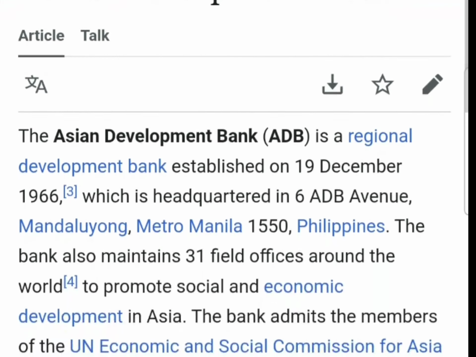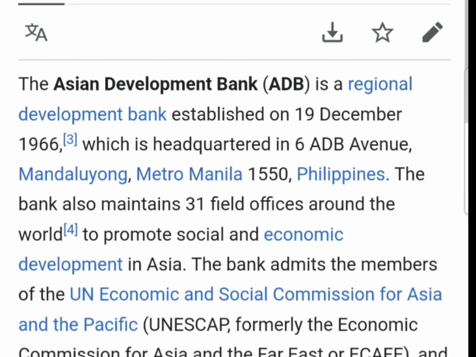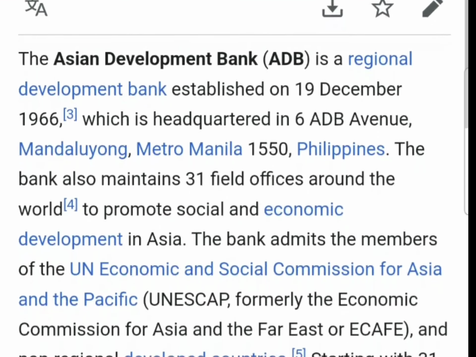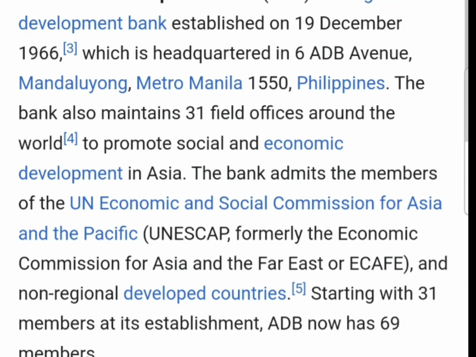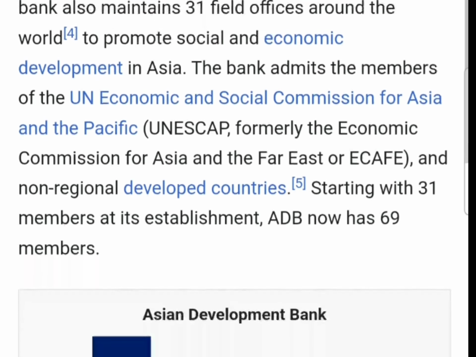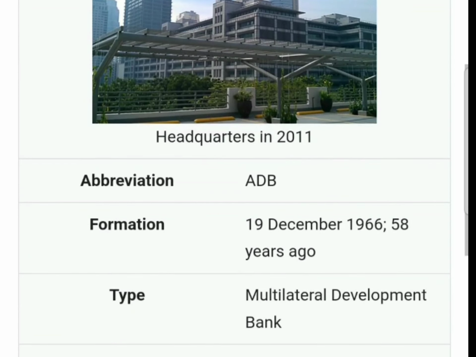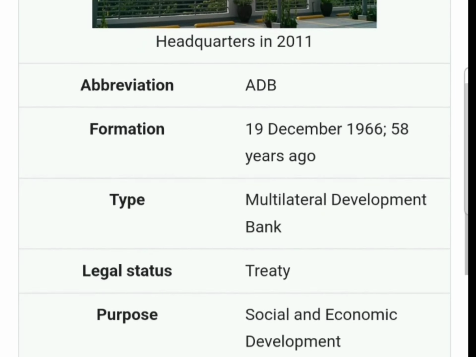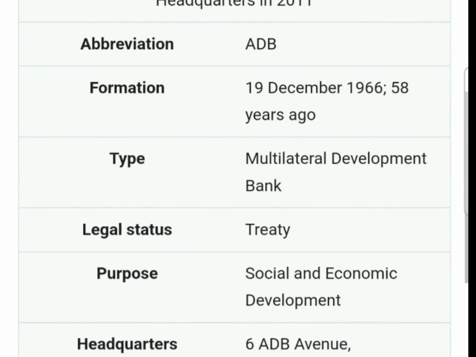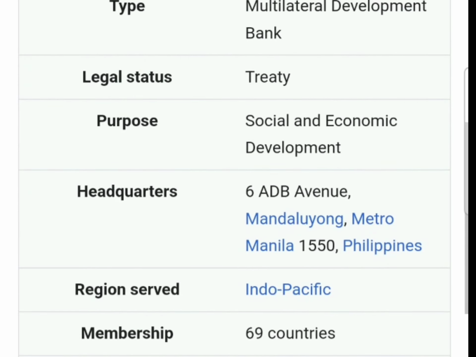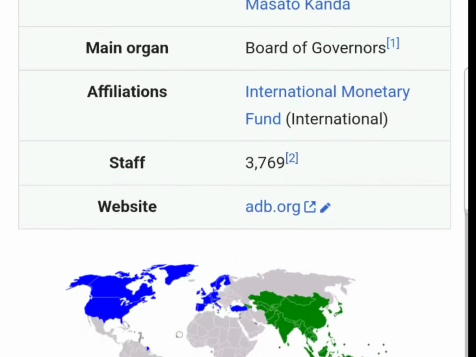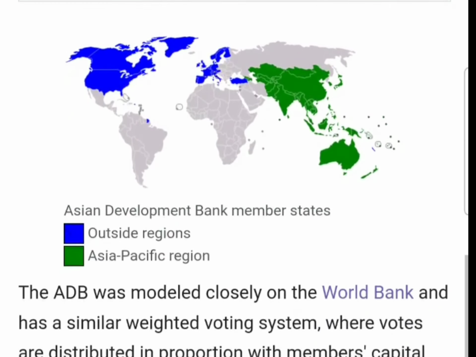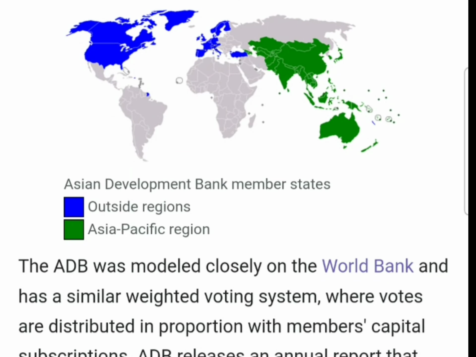Pakistan is also a signatory to ADB, Asian Development Bank. Asian Development Bank is a regional development bank which was established on 19 December 1966, and its headquarters is in Manila, Philippines. Currently ADB has 69 member countries. You can also see the member countries on this map.